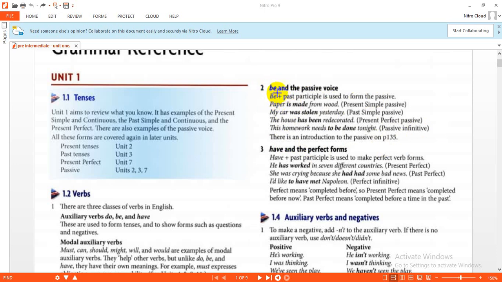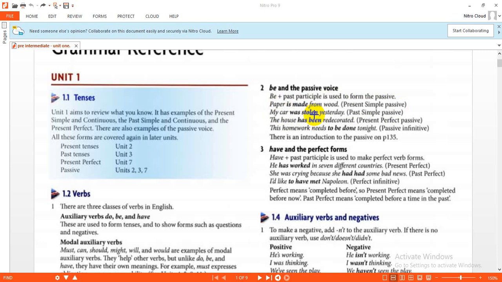الأفعال المساعدة مع الباست participle الفعل past participle التصريف الثالث للفعل is used to form the passive. هنا تشكل لي المبني للمجهول. Paper is made from wood. Present simple passive. هنا المضارع البسيط في المبني للمجهول.